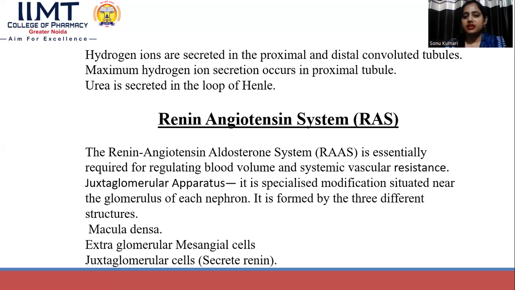Now let's discuss the renin-angiotensin system. The renin-angiotensin-aldosterone system is essential for regulating blood volume and systemic vascular resistance. The juxtaglomerular apparatus is a specialized modification situated near the glomerulus of each nephron. It is formed by three different structures: macula densa, extraglomerular mesangial cells, and granular cells.